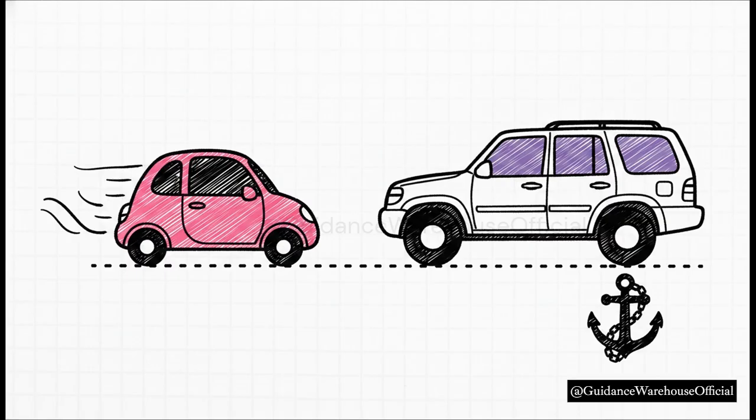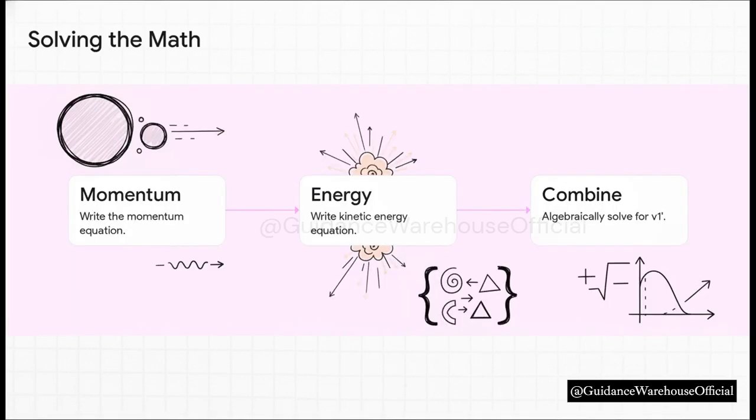It has a mass of 0.500 kilograms, and it's moving forward at an initial velocity of 4.00 meters per second. Object 2 is our massive parked SUV. It has a mass of 3.50 kilograms and is totally at rest, which means its initial velocity is just 0. So, how do we crack this? Let's walk through the steps.